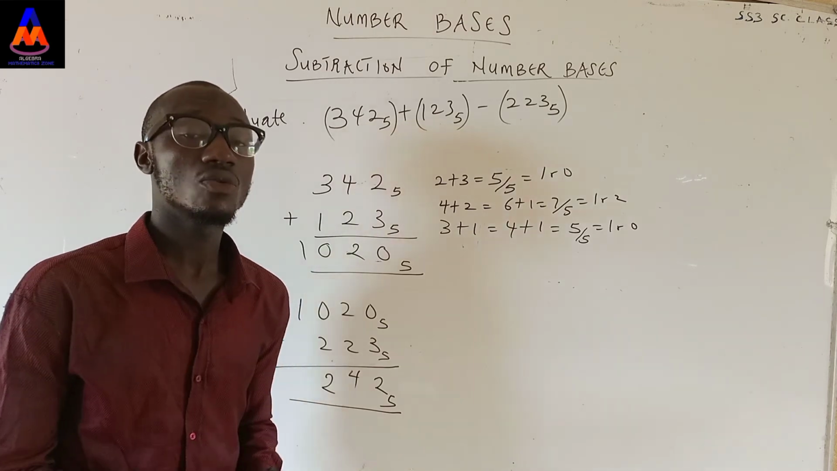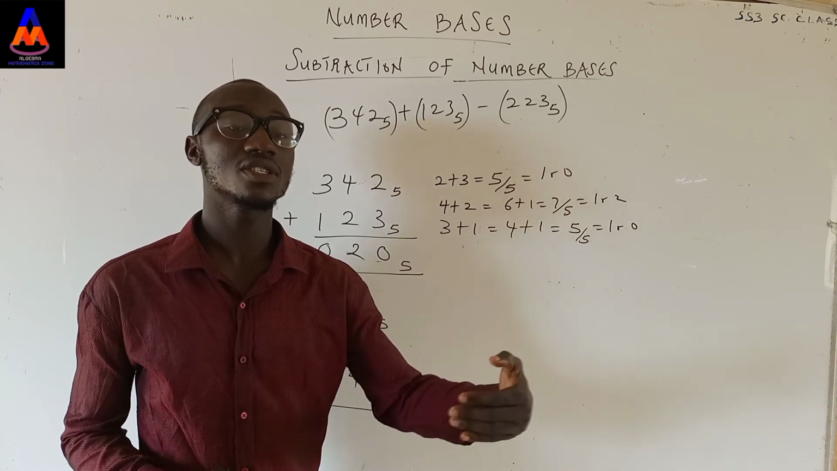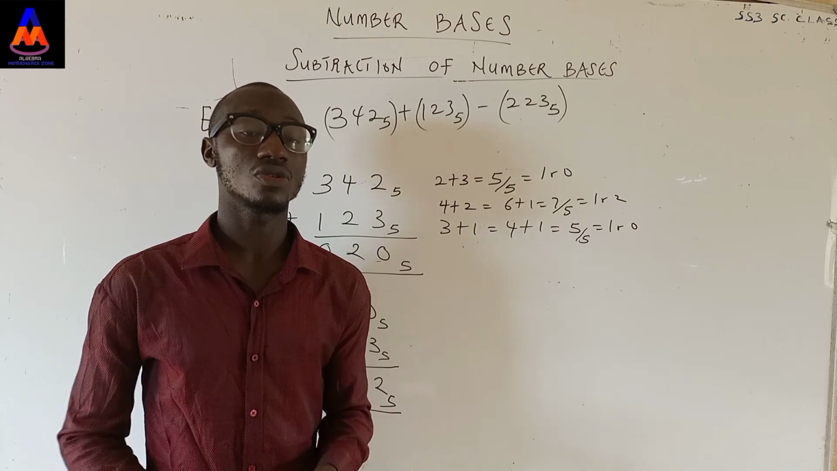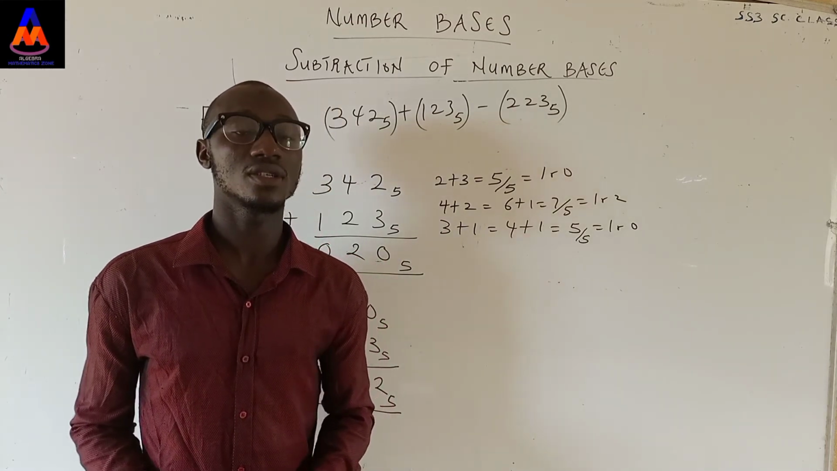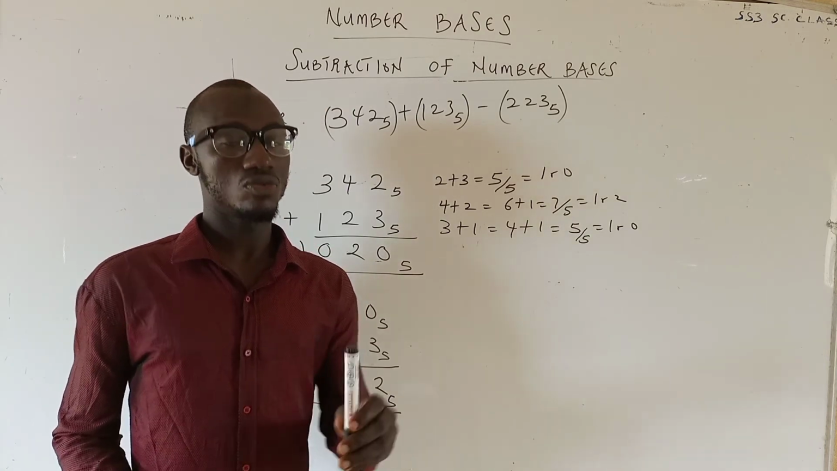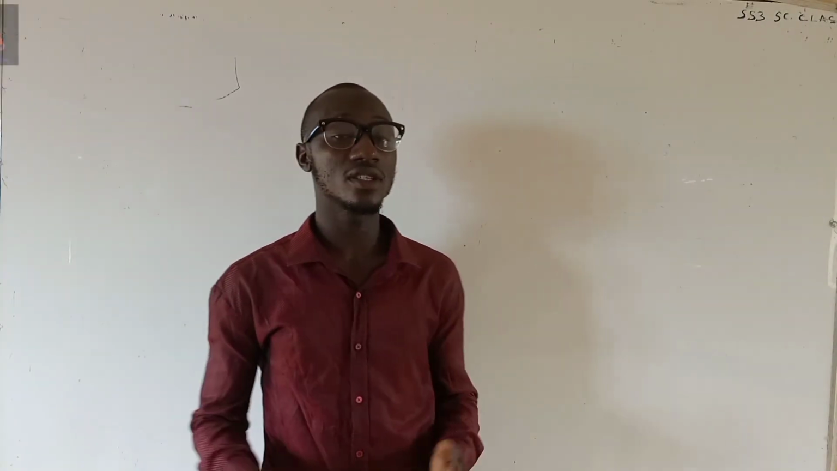So with this, we can say that we have concluded the two basic operations on number systems, the addition and the subtraction. Let's meet for the last aspect of this particular series of lectures. Till we meet again. We have come to the end of this lecture finally.